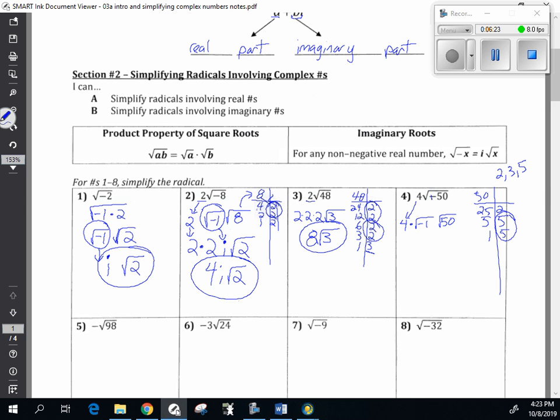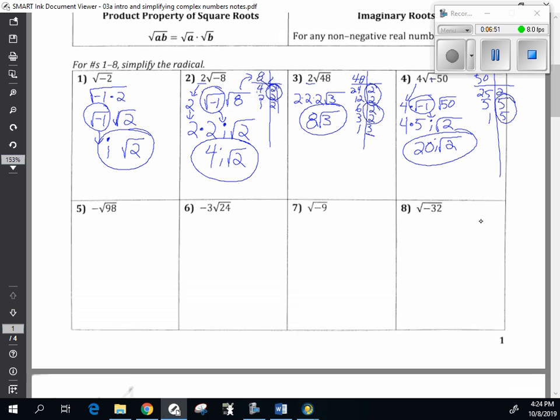So I rewrite this. I have my 4 here. This 5, I take a 5 out. This, I just rewrite as the letter i. Just tells me that there was a negative radical 1. It was imaginary. And then what I have left on the inside is 2. So it was 20i radical 2. That is your answer to that one. Just try these last 3, and then we'll be done. Hopefully that'll help.